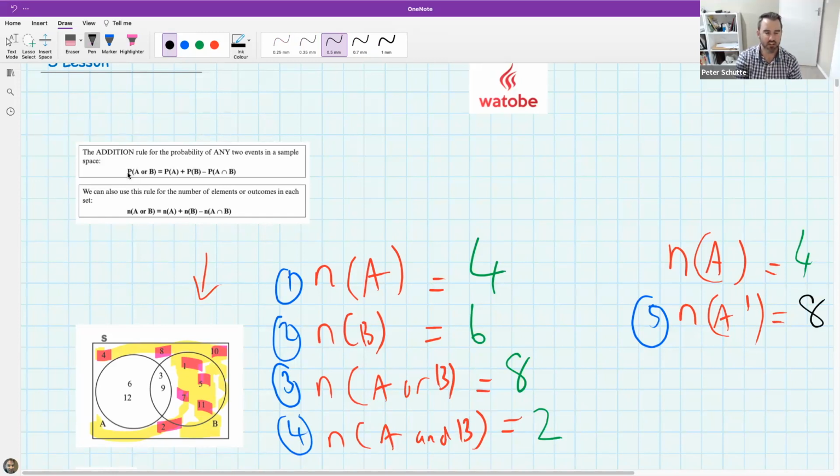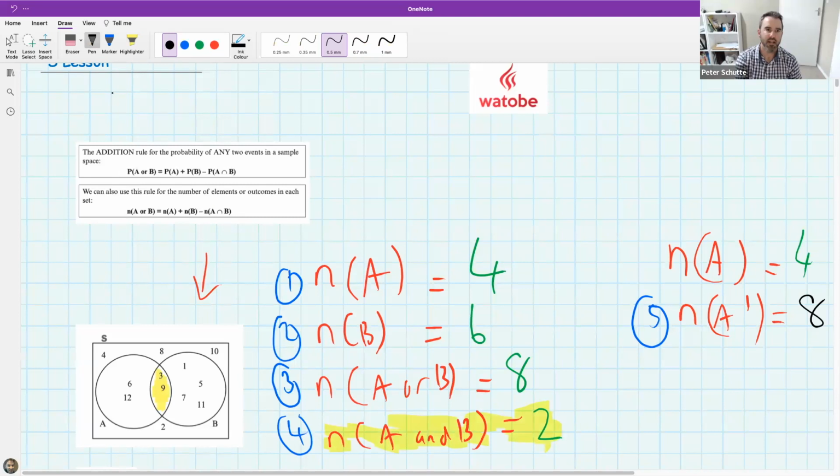A question from Busisiwe, how did you get n of A and B is 2? Well, Busisiwe, if you look at the Venn diagram, the area that has both A and B, like if you got a 3, you would be in the event A and the event B, and also a 9. And so there's 2 items in this region. That's why the n of A and B is 2.